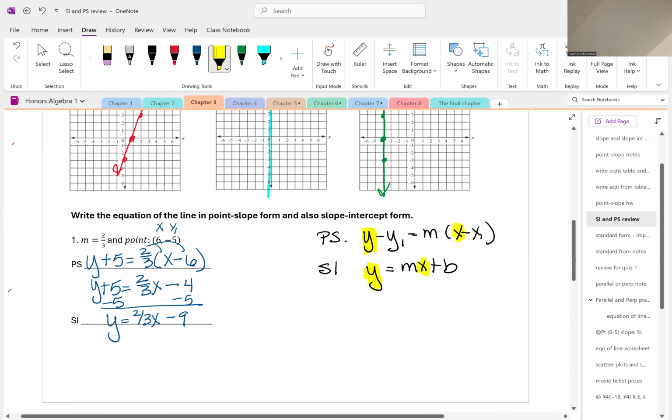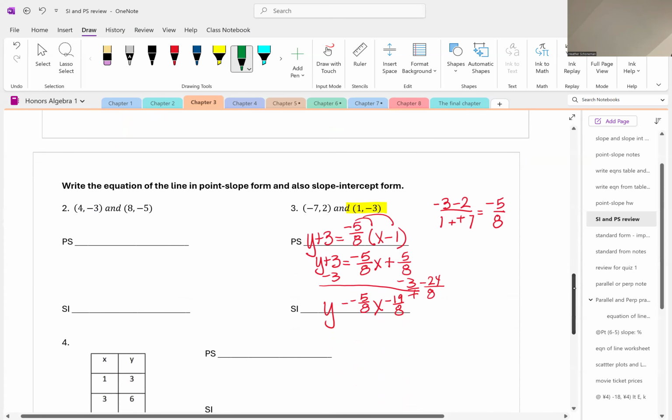Now notice on the point slope blank, I have the y and the x, just like I did on the right side. So it's in that same form, it's just the numbers that are going to change or vary each time. Okay, let's try number 2.